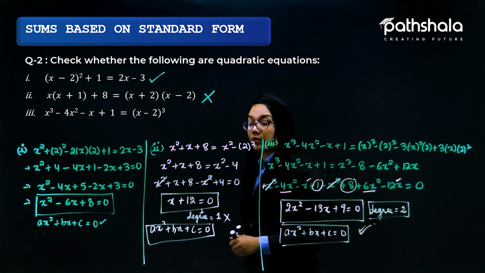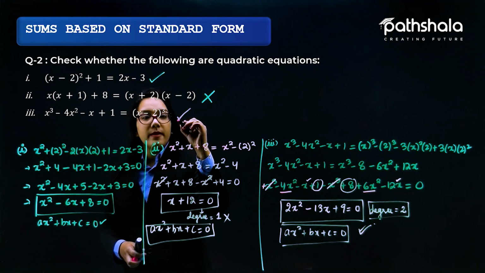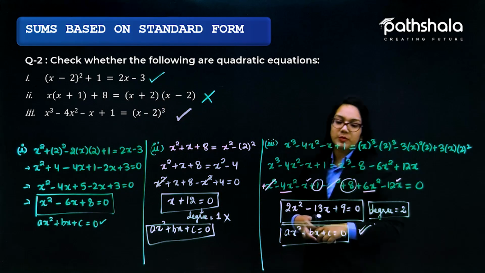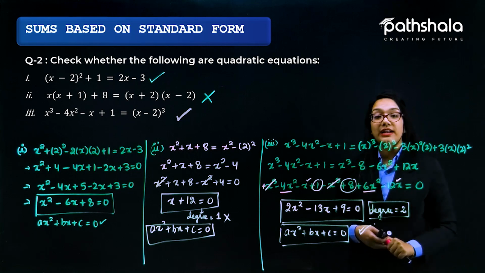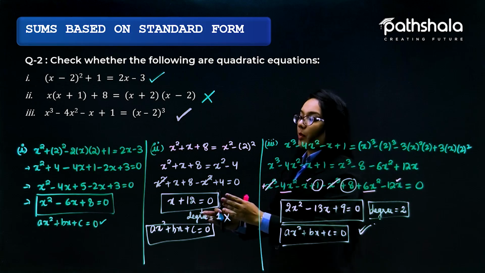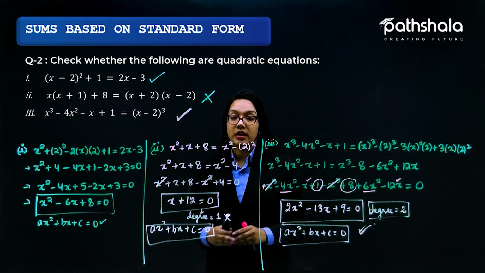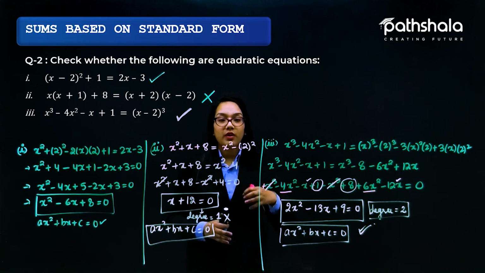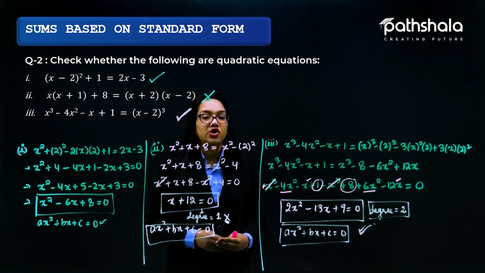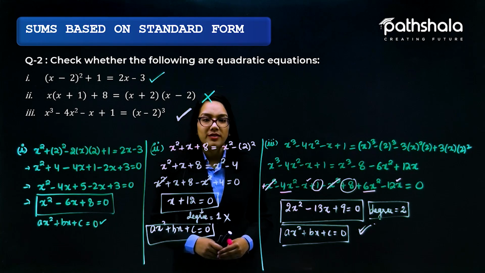So at the end, the third part is a quadratic equation because we are able to represent it in the form ax square plus bx plus c is equal to 0. After solving the third part and the very first part, we get the highest degree of the variable x as nothing but 2. So whenever we have an equation of the form ax square plus bx plus c is equal to 0, such an equation is definitely called a quadratic equation. So this is all about question number 2.